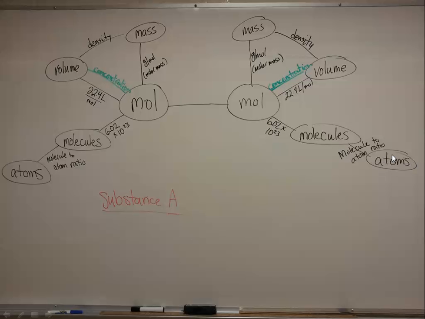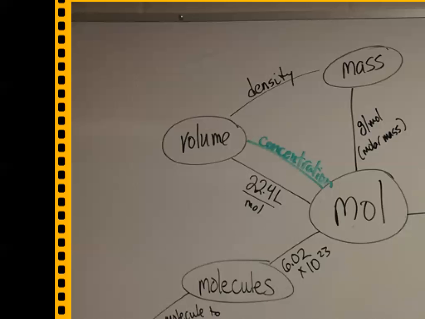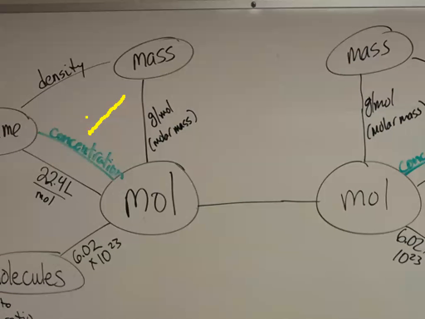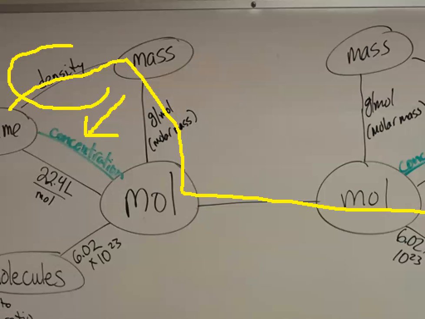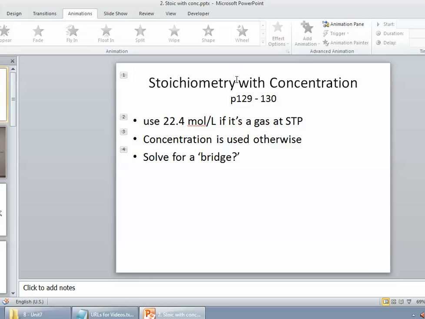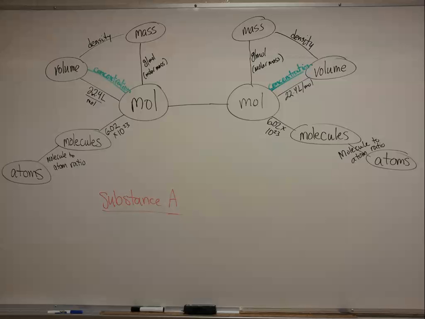You could end way over here at atoms, and you could start way up here at volume, end way over there at atoms, and you could use this concentration bridge. It depends on what's given to you. You could also, if you were given density, go around, but usually you're not given density very often. Anyway, so going back, you're going to remember that you can solve for a bridge.